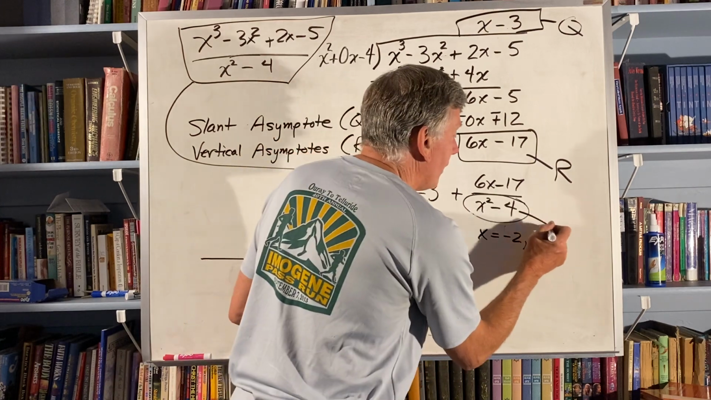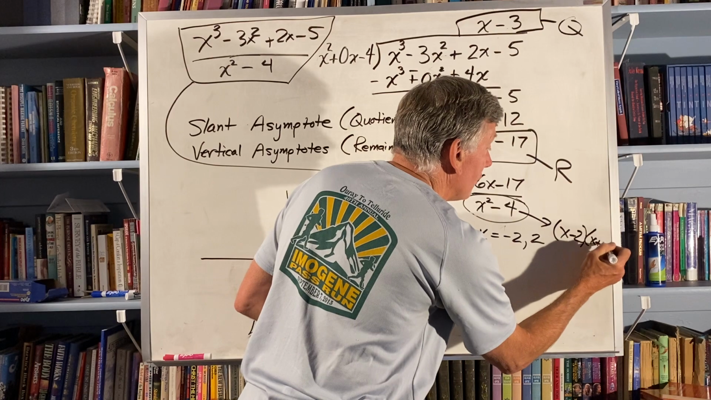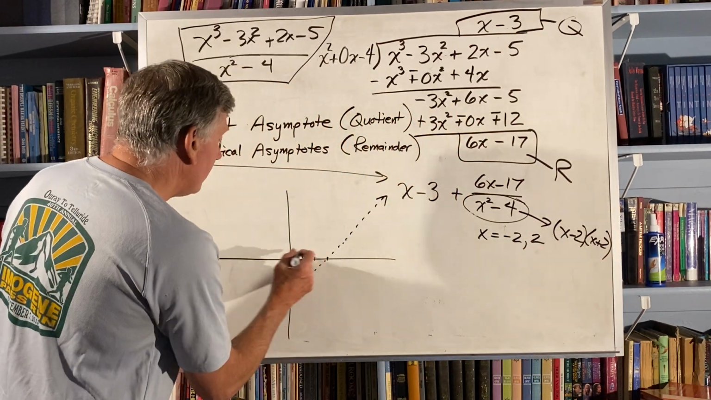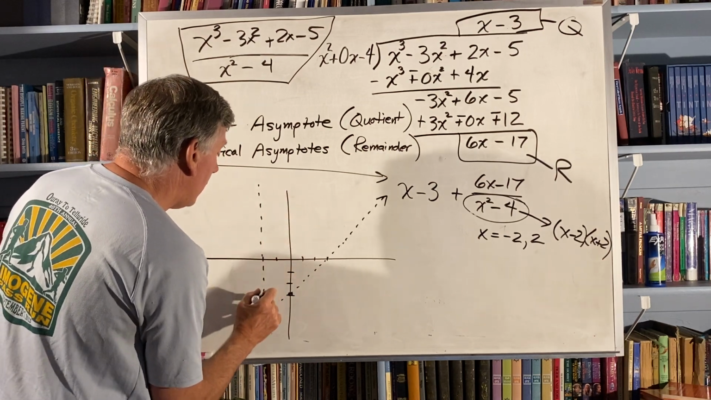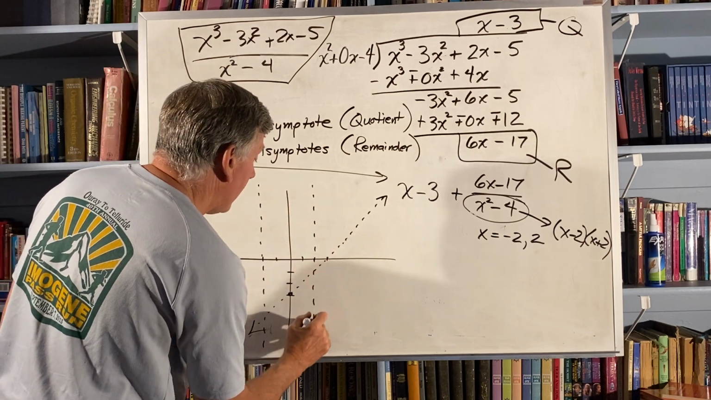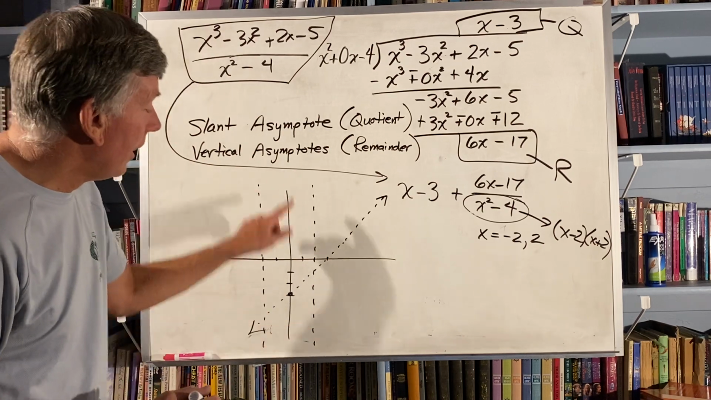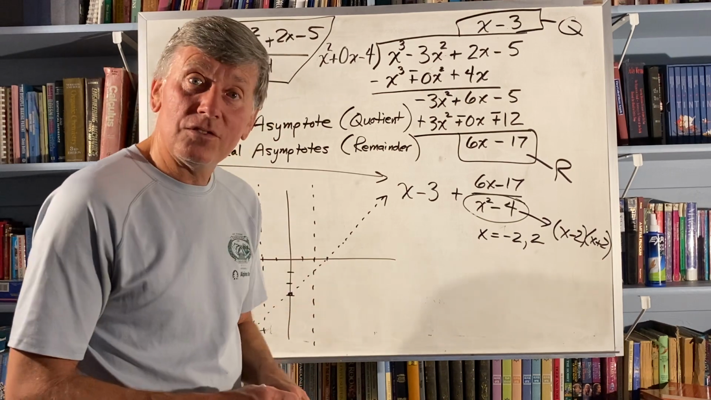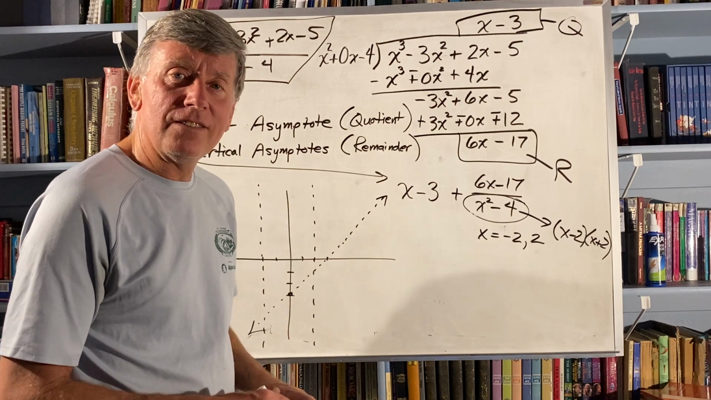If you're still lost on that, remember that this factors to x minus 2 times x plus 2, and those will show us our zeros. So at minus 2 and plus 2, I have these vertical asymptotes. The graph is definitely not going to cross these guys anywhere, because that would mean that x equals 2 is a solution. It's not. x equals minus 2, that's not a solution.